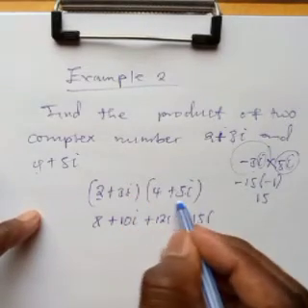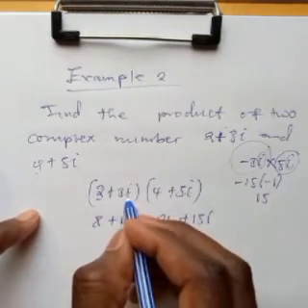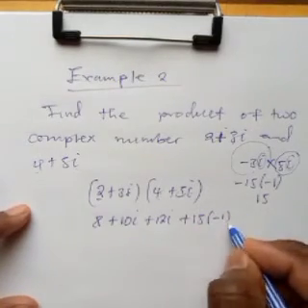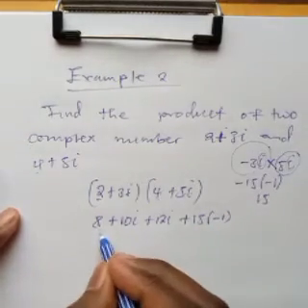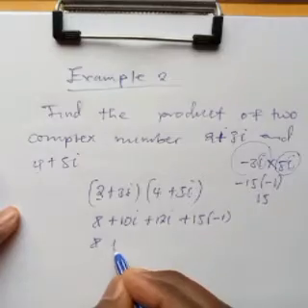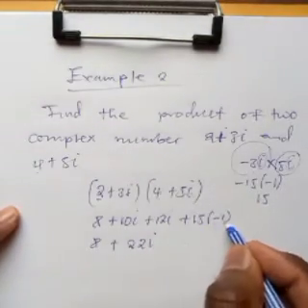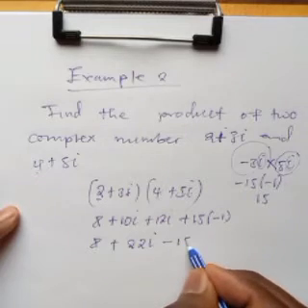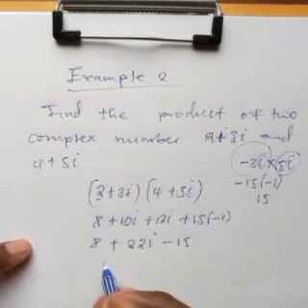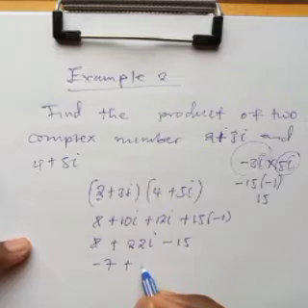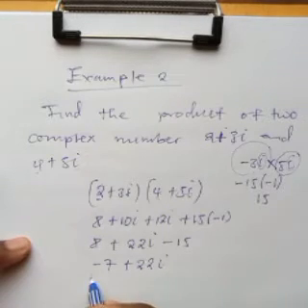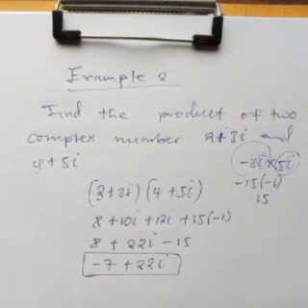Open. This multiplied by I, I am multiplying i and i. I'm getting negative 1. So we are going to get 8, plus this and this gives us 22i. Here we're going to get negative 15. If you add this and that, we get negative 7 plus 22i. This becomes the correct answer for this same question.